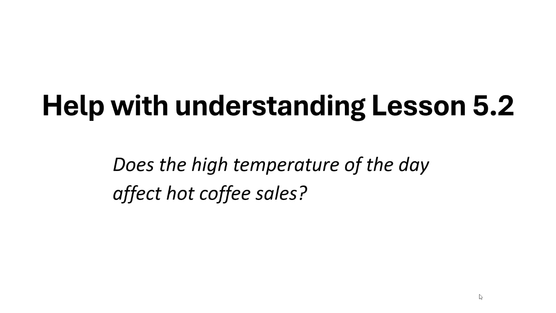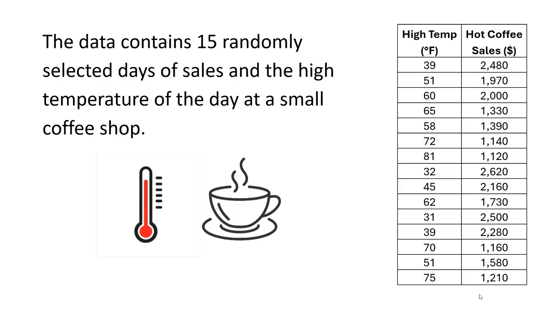So we're going to suppose we are a small business owner and we're curious about this relationship between the high temperature of the day and how much they're going to make in those coffee sales. So this data that we have here is for 15 randomly selected days from a coffee shop, and it's their daily sales in hot coffee and the high temperature that was achieved that day.